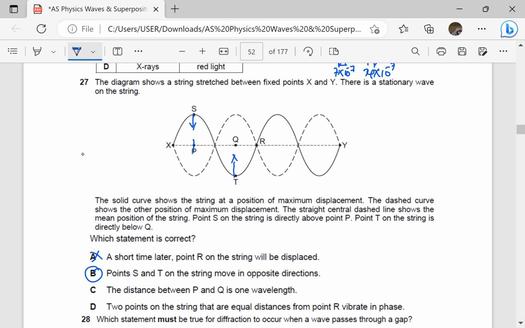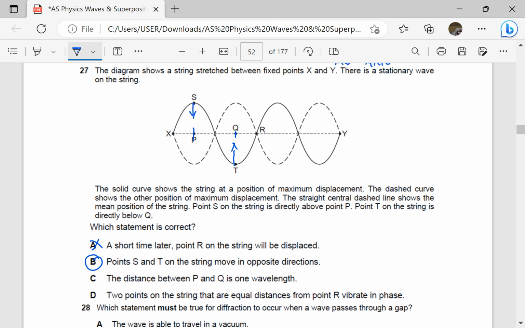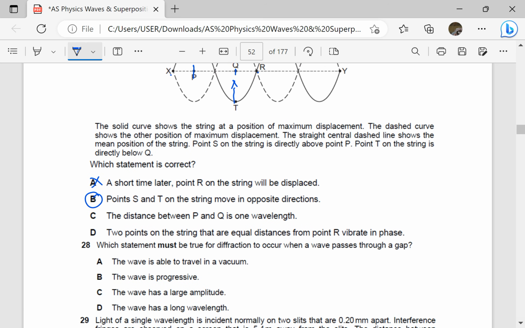The distance between P and Q is one wavelength. No, it is less than one wavelength. It is actually half a wavelength. P to Q is half a wavelength. One wavelength would be X to R, or S to this point here. That's what we shall have as one wavelength. So P to Q is half a wavelength.